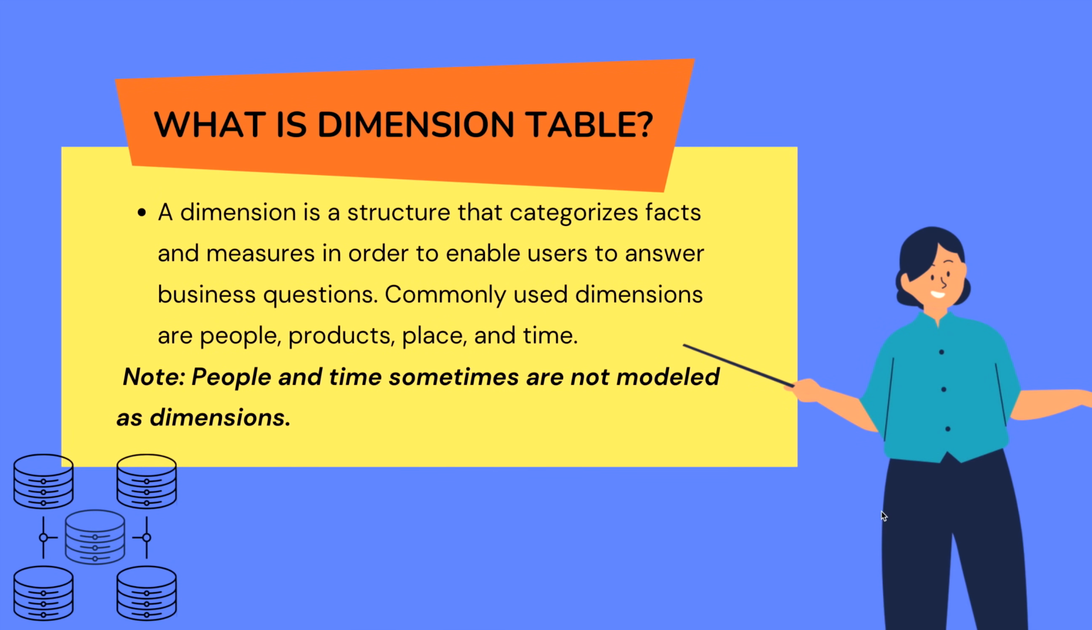Now, what is a dimension table? A dimension is the structure that categorizes facts and measures in order to enable users to answer business questions. Commonly used dimensions are people, products, place, and time. Well, anything which is numeric, you can consider as a fact, and anything which is descriptive, you can consider as a dimension. People and time sometimes are not modeled as dimensions as well. So please always be mindful about that.